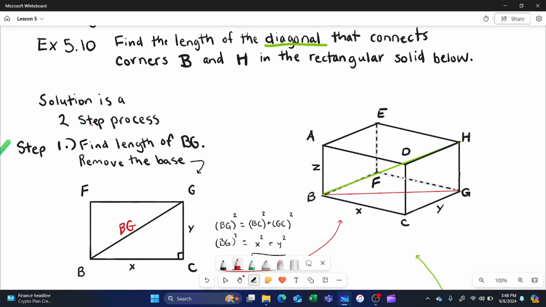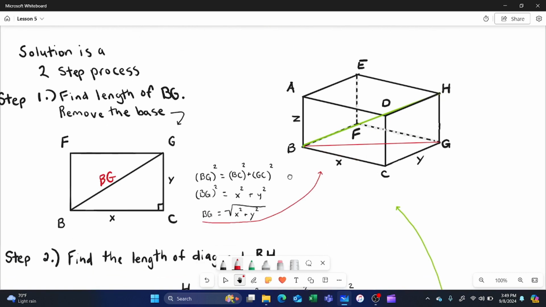You're going to find the length of BG. Okay, BG is down here, right? We're going to remove the whole base, and that whole base is going to be a rectangle FBCG. And we're going to get the diagonal between B and G, right? Because we have two givens. We have two legs given. We're just lacking a hypotenuse, which is BG. We can go ahead and plug the Pythagorean theorem in to get our length of BG.